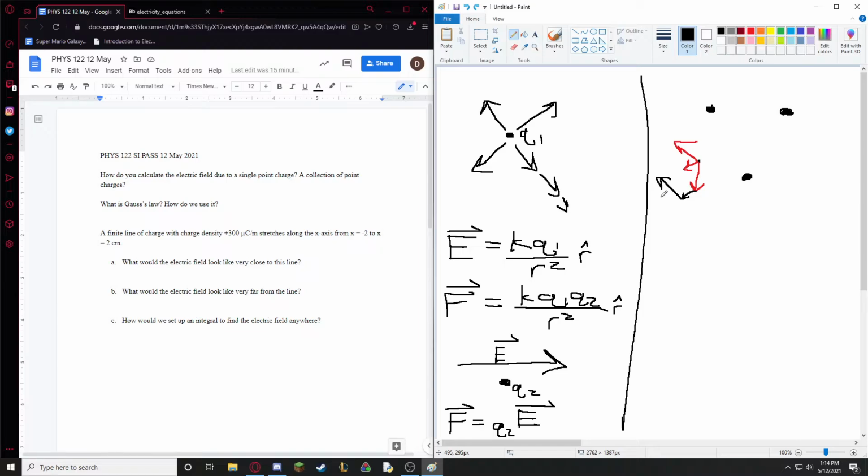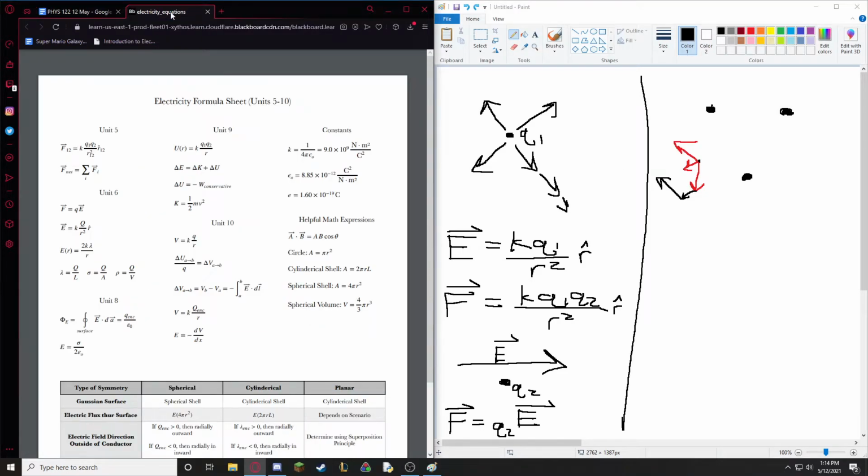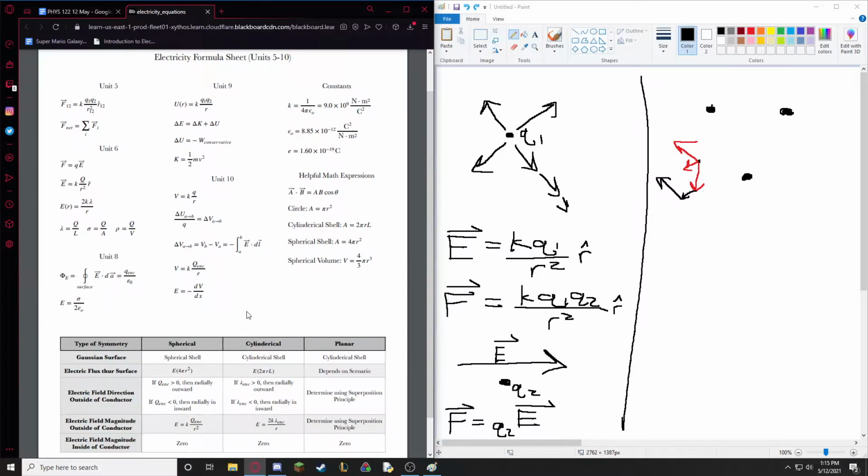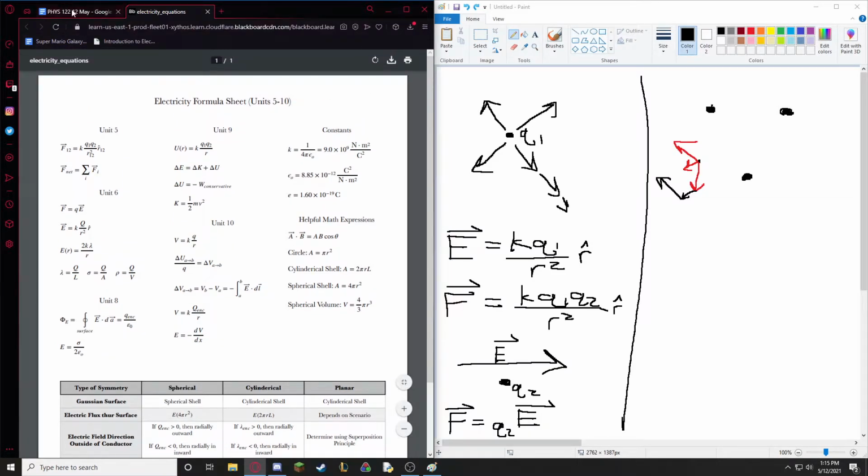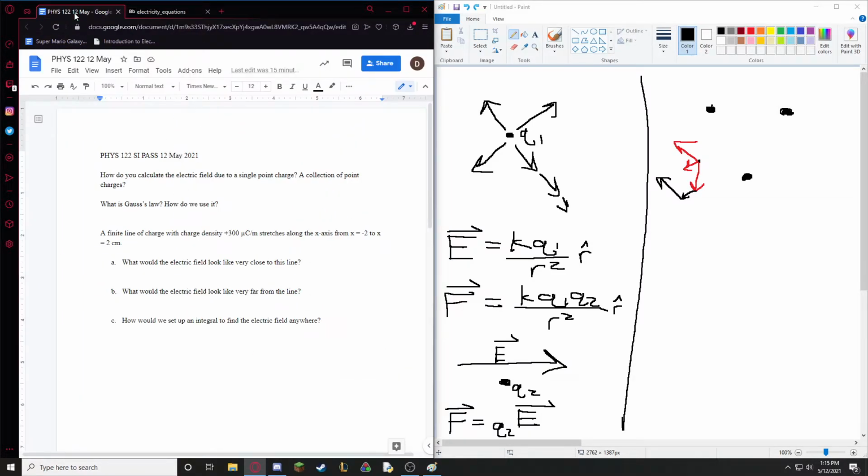And so how do you take into consideration the direction? Because you're just talking about magnitudes here. Yeah. How do we take into consideration direction? Does he give you any hints in your formula sheet? No, he doesn't. It's pretty simple, like geometry and trigonometry.